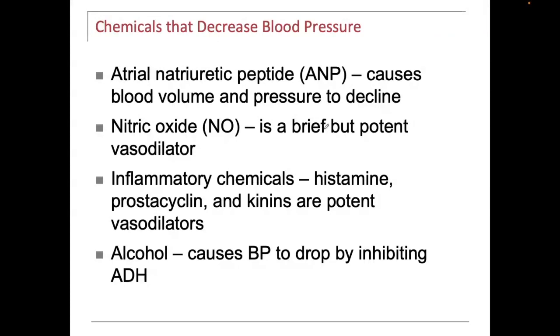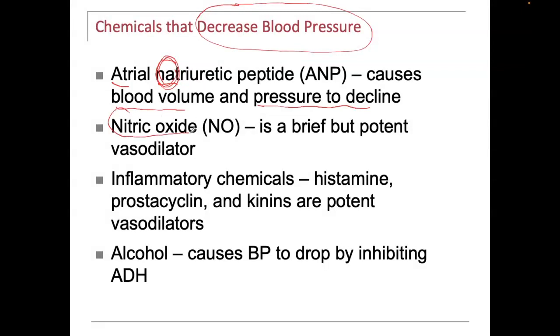So some of the hormones that affect blood pressure: the heart makes ANP, atrial natriuretic peptide. So these are going to be hormones that decrease blood pressure. The heart itself can say, hey, the blood pressure is too high, let's get rid of sodium. If we get rid of sodium, we'll get rid of water. You get rid of some salt and some water, then the blood volume decreases and the pressure declines as well.